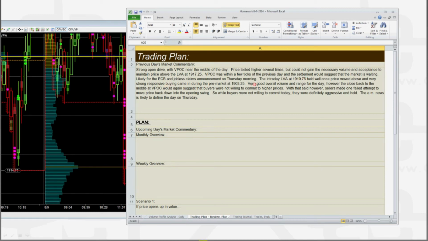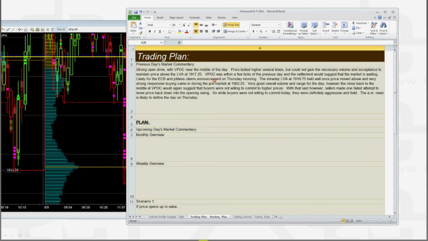And then strong responsive buying came in the pre-market at 03 quarter. Another area I want to pay attention to if price moves back down towards it. Doesn't mean I automatically go long there, but if buyers re-engage, and sellers fail back down at this level, I need to go long. Very good overall volume for the day, and very good range, over 18 points. However, the close back to the middle of VPOC would again suggest buyers were not willing to commit to higher prices.